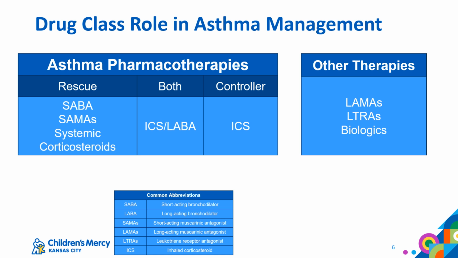Some drug classes are used as rescue medications acutely when patients are having symptoms, while some are used daily to help prevent symptoms. There's one particular drug class that will be discussed briefly that can be used in both rescue and control situations as part of single maintenance and reliever therapy, or SMART. But a separate lesson will go into detail about this form of therapy. Lastly, there are other therapies listed here, such as long-acting muscarinic antagonists and leukotriene receptor antagonists. These drug classes will be discussed briefly, but they are often considered add-on therapies.